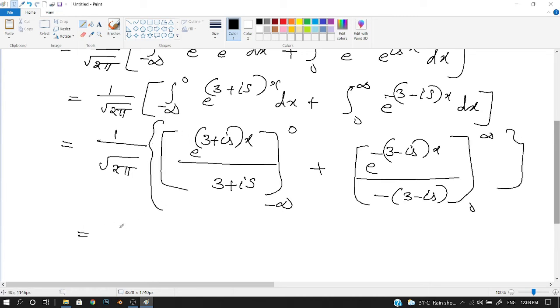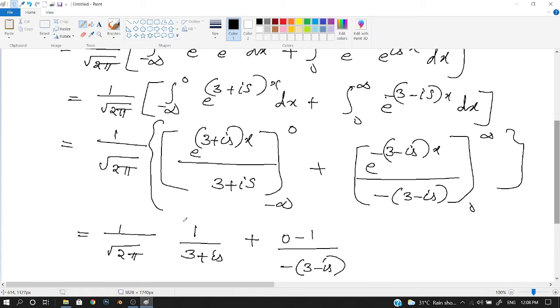Okay, so this is 1 by root 2 pi. Here you can see that e raised to 0 is 1. So 1, then e raised to minus infinity is 0. So 1 divided by 3 plus is, plus the next term, e raised to minus infinity is 0. So 0 minus 1 divided by minus of (3 minus is). Okay, so this is 1 by root 2 pi, 1 by 3 plus is plus 1 by 3 minus is.